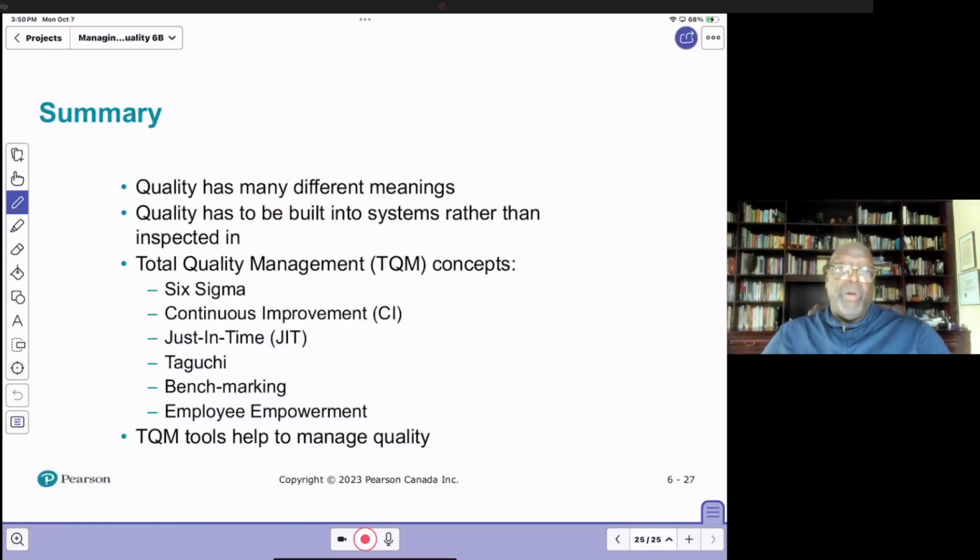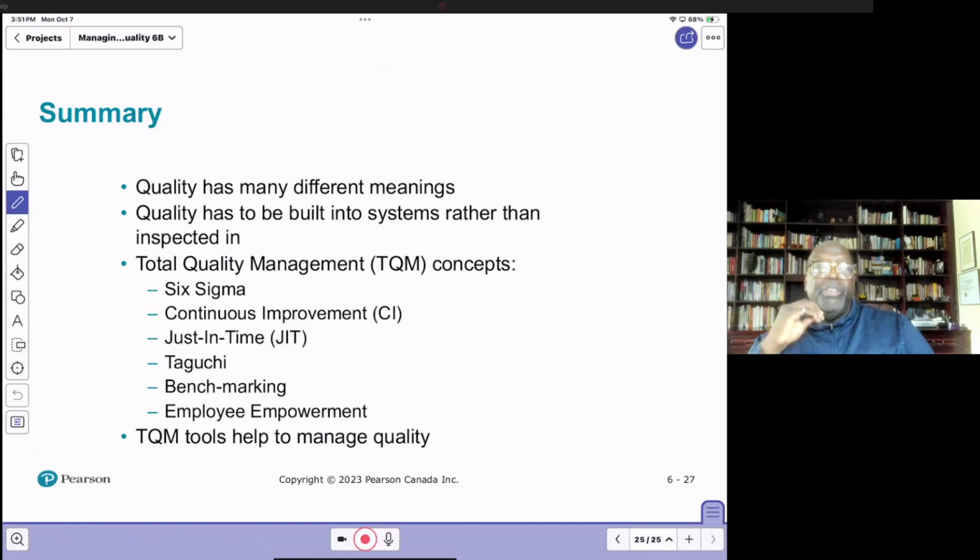All right? So summarizing, quality has many different meanings. We said that already, that quality has to be built into systems rather than inspected in, that total quality management concepts require that you consider the entire organization. You focus on Six Sigma, continuous improvement, just-in-time, Taguchi, benchmarking, employee empowerment, and tools to help manage quality. We just went through 7 tools right there. And so with those, we can strengthen a company's performance or an organization's performance on quality.